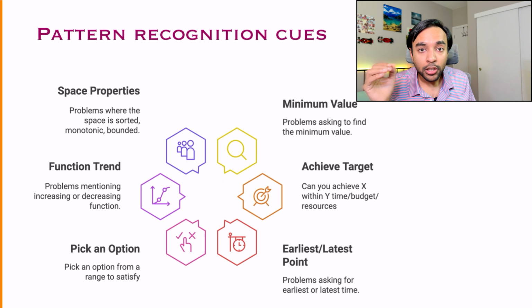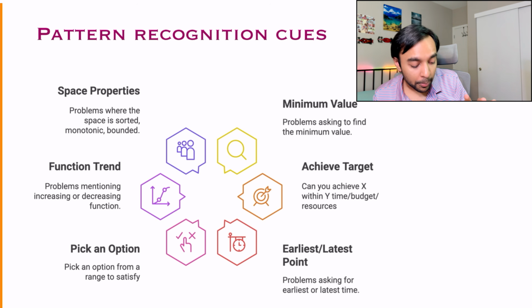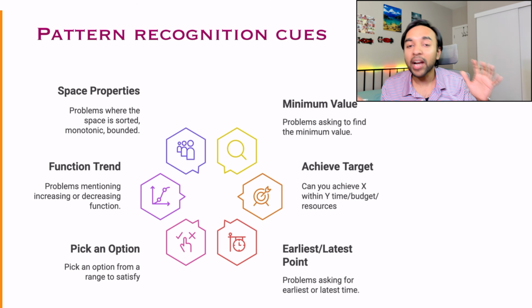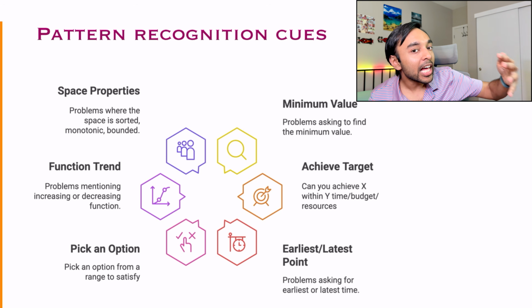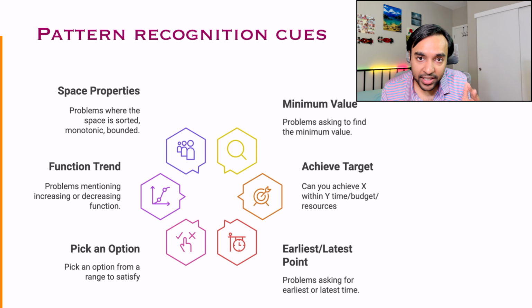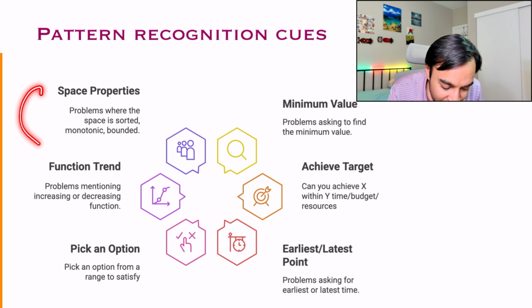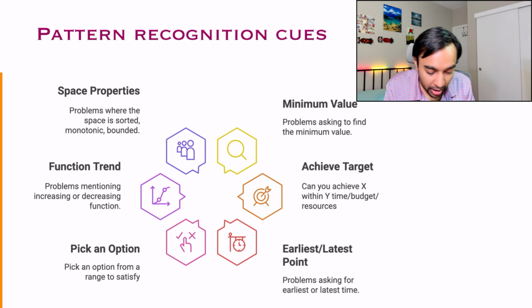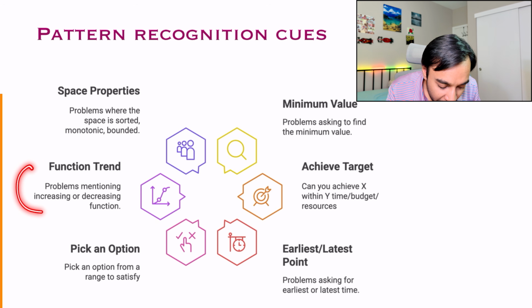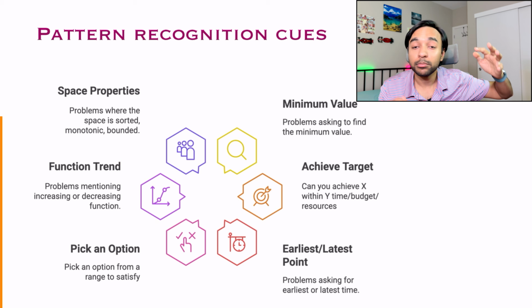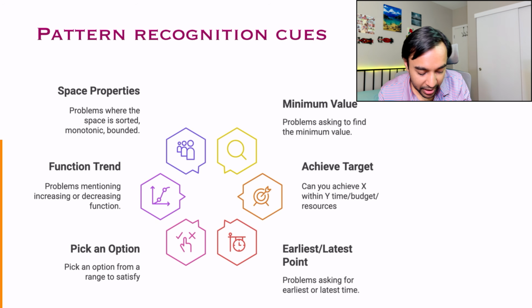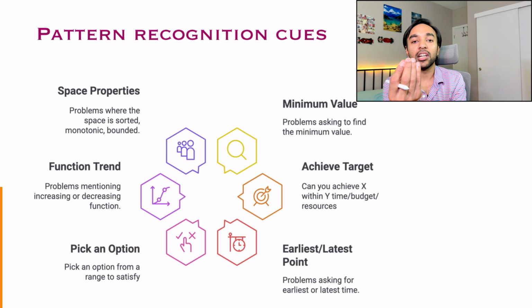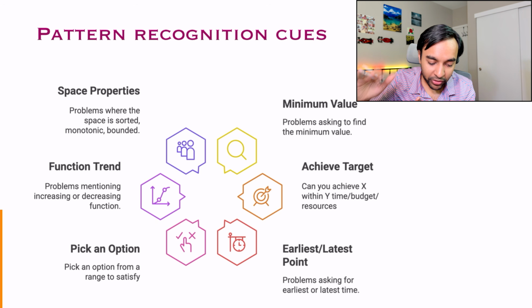So whenever you are approaching a problem, look for all of these pattern recognition cues. They will help you to understand if you can apply the binary search technique or not. For example, space properties. Your space is sorted, monotonic, bounded. You have an increasing or a decreasing function. Sorting simply means try the binary search. You are picking up an option based upon a Boolean condition. You are able to discard some of the spaces.